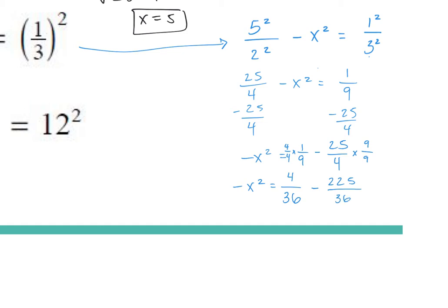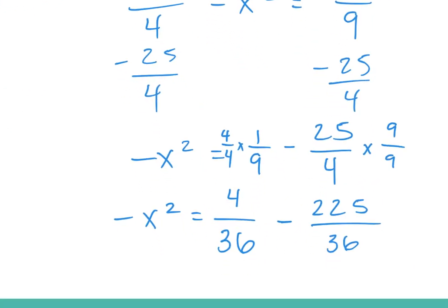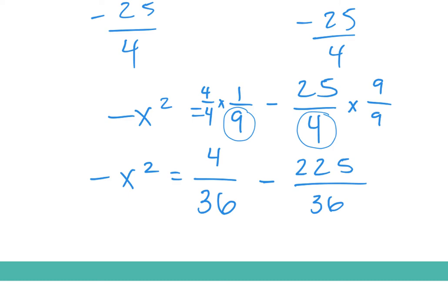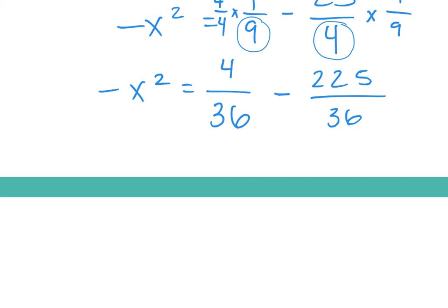Wait, how did you get 4 over 36? So I did 4 times 1 and then 4 times 9. Where did you get 4 over 4? Okay, so the reason I'm multiplying by 4 over 4 is I want to multiply by the denominator of the other one. And I want to multiply by the denominator of this one to the other one. Do you see how I multiply by 9 over 9 and 4 over 4? Okay. That way I get the same denominator for both. Do you see how now I have 36 for both of them? Yeah. Okay. Now I can just subtract.